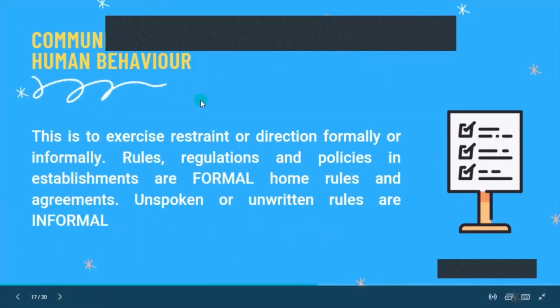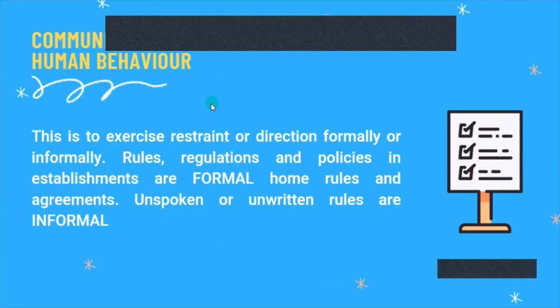Next is communication to control human behavior. We communicate because we want to control our behavior, your behavior, and the behavior of the people around you. It matters in the process of communication. This is to exercise restraint, stopping, or directing formally or informally. This includes rules, regulations, and policies in different establishments or businesses. These are called formal. Also, we have the home rules and agreements, which are also part of the formal rules.